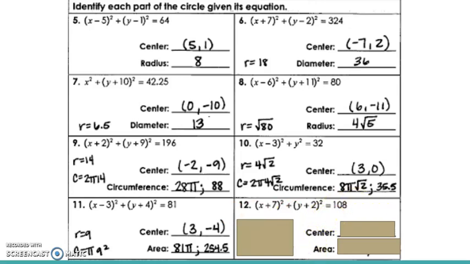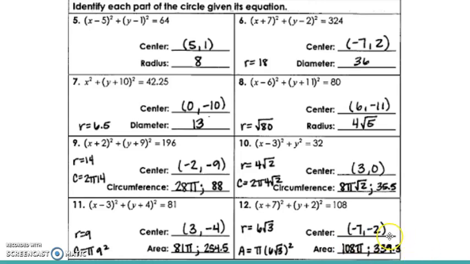Our last problem is asking for the center and the area. So our center is (-7, -2). Again, make sure you're writing that as an ordered pair. You're going to take the square root of 108 to get your radius, plug it into your area formula, and we're going to get that it's about 339.3. Again, anywhere you see a square root, ignore that right now. I want you focusing on those decimals.